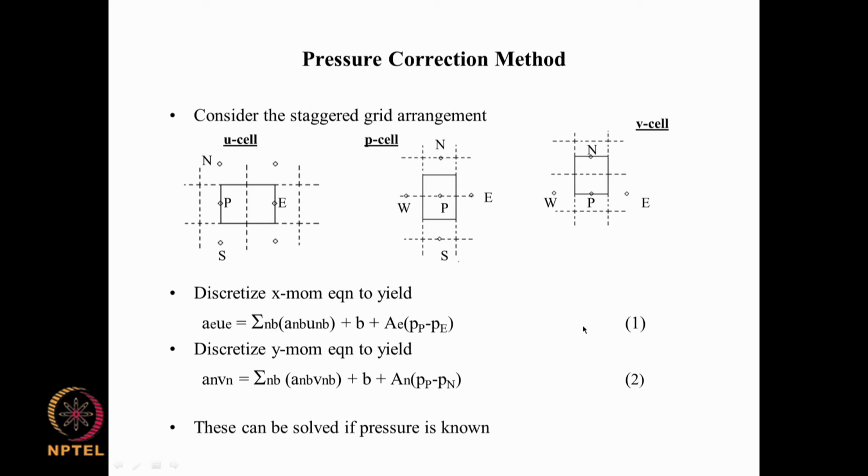What we are going to look at in this lecture is to make use of this approach and see how we can solve all the three equations together, that is the continuity, the x momentum and y momentum equation for a two-dimensional problem. So, in this pressure correction method, we are using a staggered grid. So, we have three different grids, one for the x momentum equation, which is for the U cell, one for the y momentum equation.